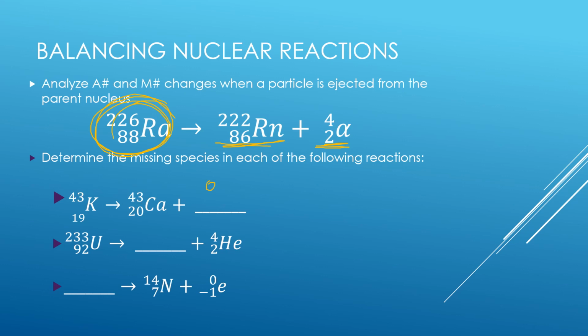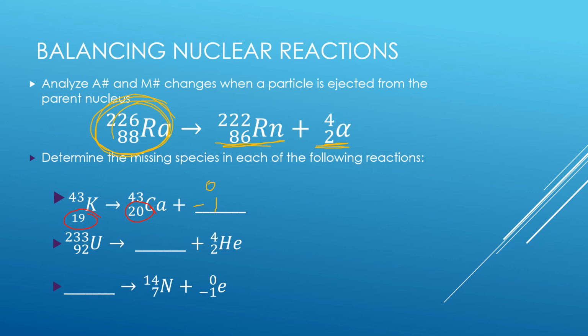Now let's look at atomic number. I have an atomic number of 19 on the left and an atomic number of 20 on the right. So in order for both sides to be equal, I have to have an atomic number of -1 because 20 minus 1 is equal to 19.